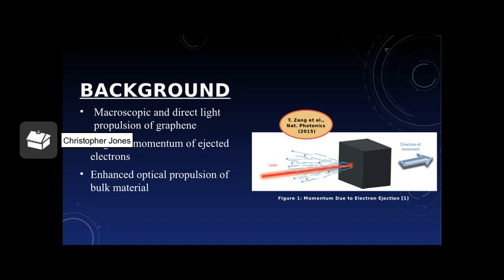In 2015, an article published in Nature Photonics demonstrated that a graphene sponge could be propelled when the material is excited by a diode laser. This enhanced optical propulsion was theorized to be due to the negative momentum of ejected electrons, which can be seen in Figure 1.